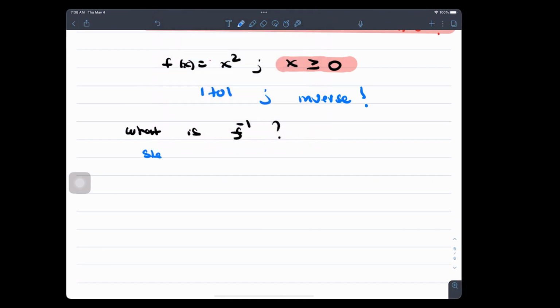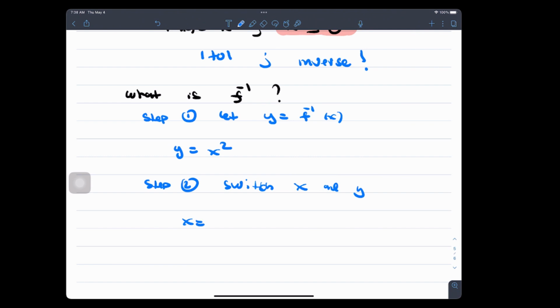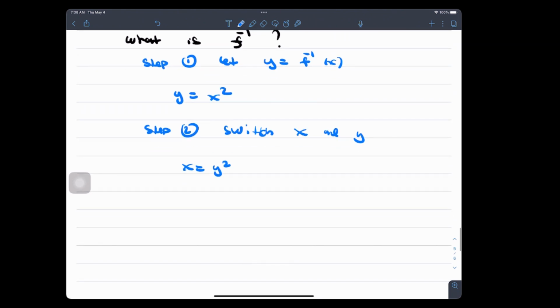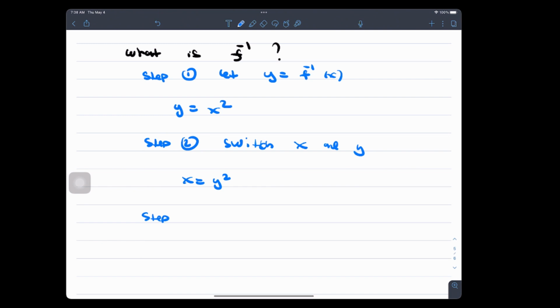Do you guys remember the procedure? There's a four-step procedure. This is back in the day. You said let y be the inverse function. Okay, so I'm doing some intermediate algebra, if you guys want to know what I'm saying. So that's y equals x squared. That's my step 1. Step 2, you switch your x and y values. So now that means x equals y squared. That's step 2. Step 3, you solve for y.